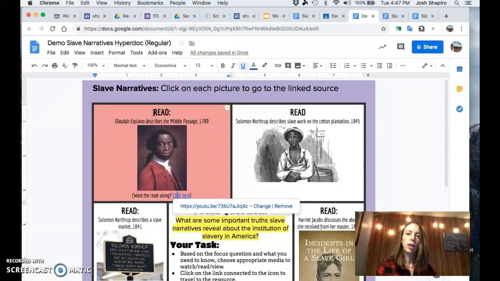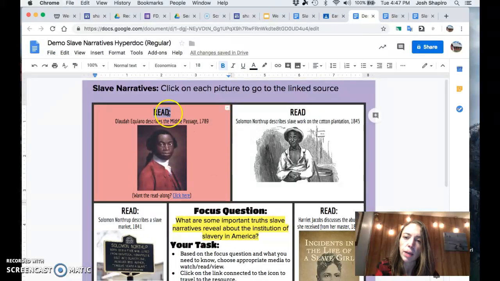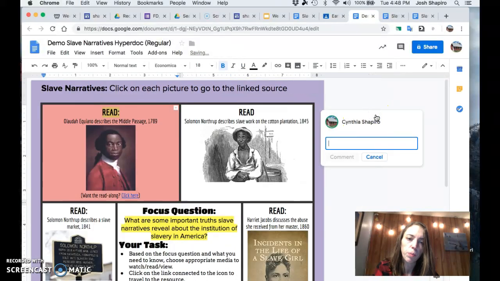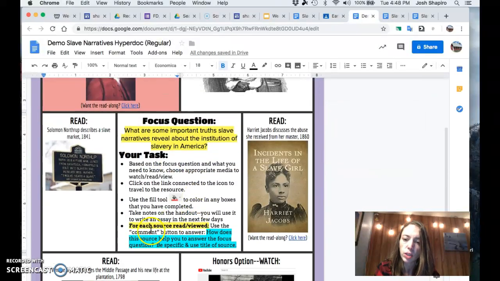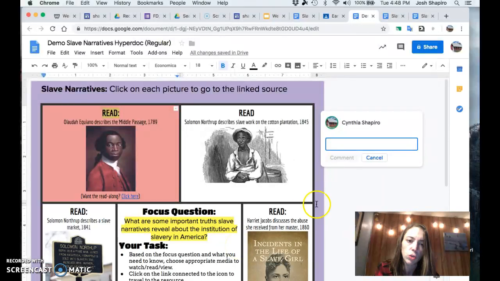Okay? So the final step, after you've gathered your evidence, you've filled out your row for whichever slave narrative you've chosen, you filled the box, you've read the source or watched it, is to go up here and select read, and then press the plus sign to make a comment. Your comment, it says down in the instructions: how does this source help you to answer the focus question? Be specific and use the title of the source.